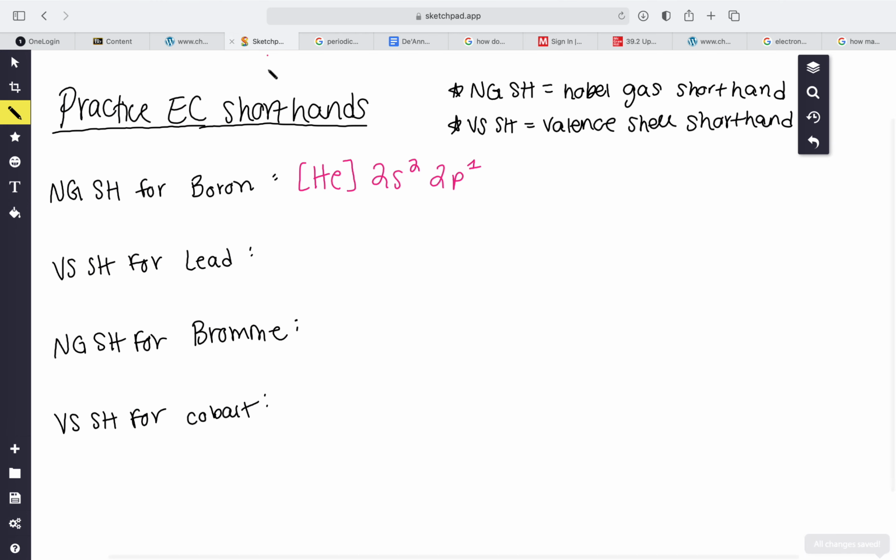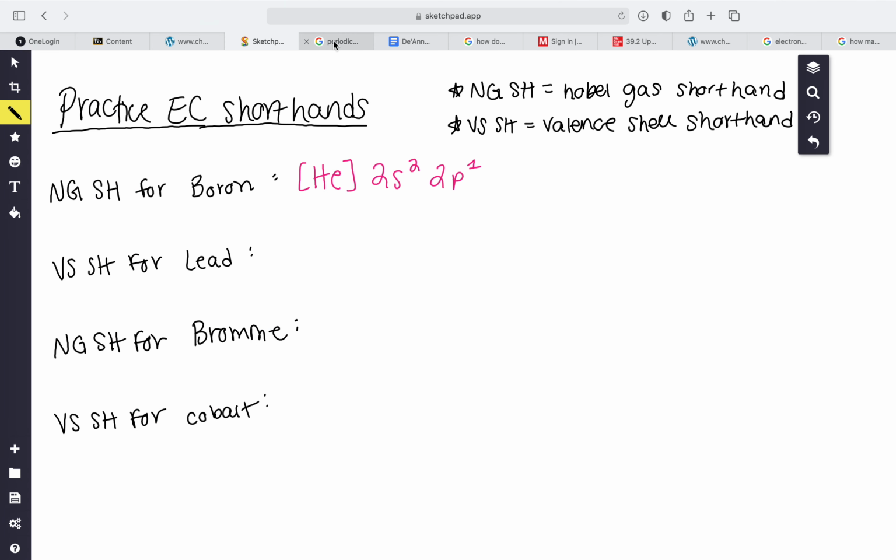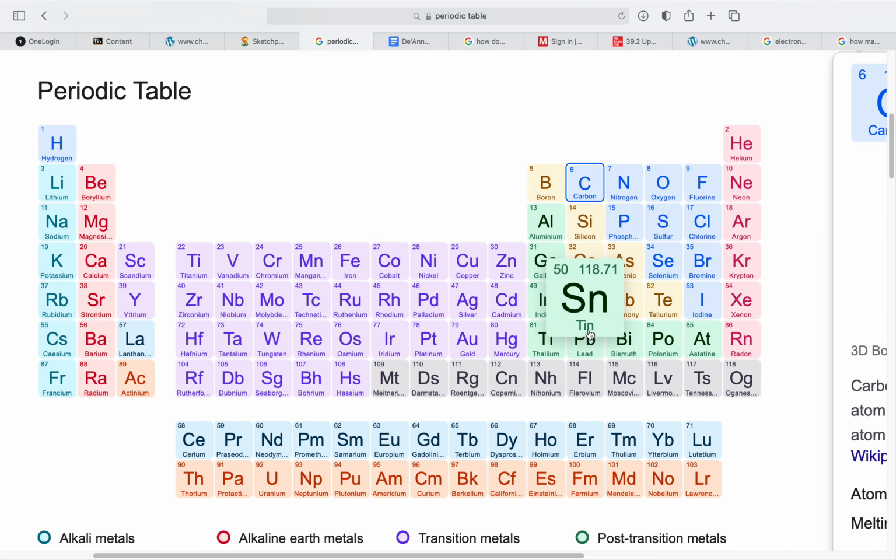All right, now we're going to look at the valence shell shorthand for lead. I wrote down here NG and VS, and what those mean: it's just noble gas and valence shell, so I shorthanded the shorthand, basically. So we have the valence shell for lead. Lead, oh my god, I don't want to do this whole thing, so I'm glad I gave myself the shorthand for this, because this would be an absolute pain to do.